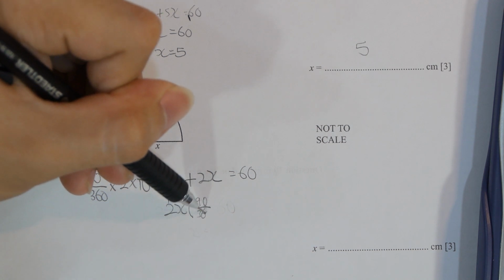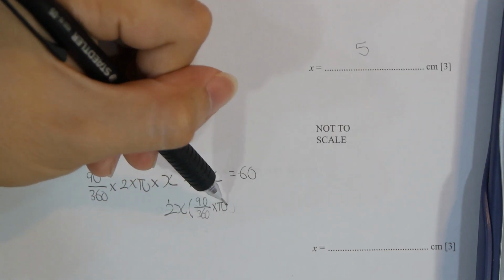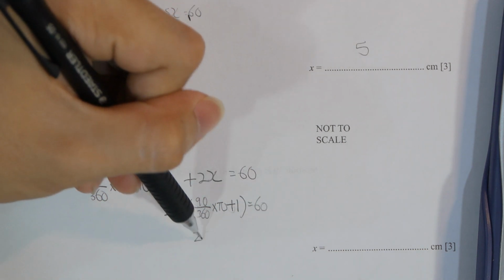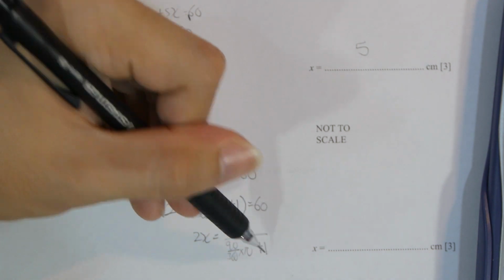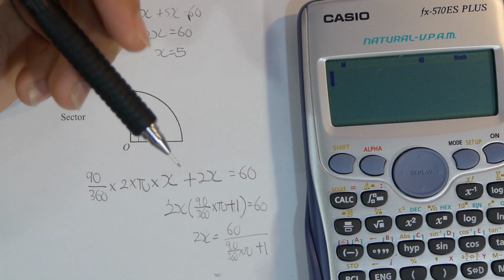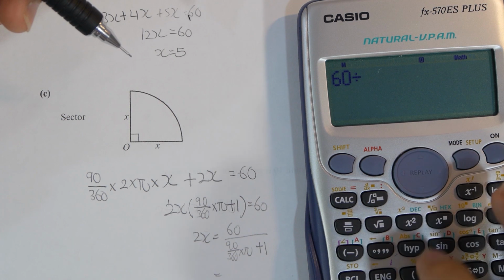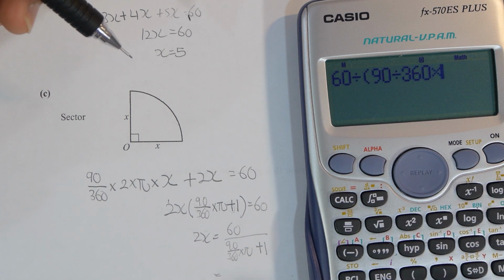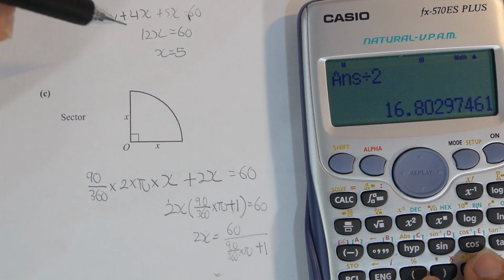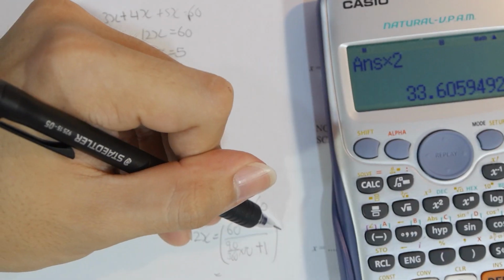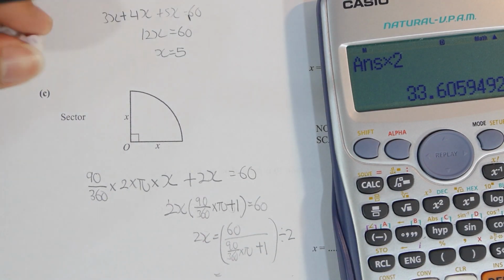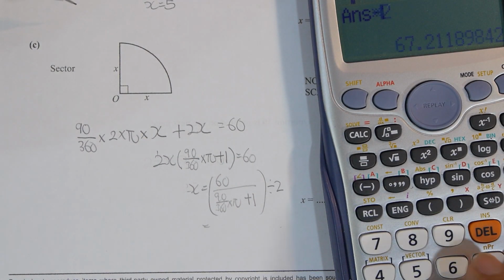So I actually subtracted 2x from the left hand side of the equation. So I will get 2x bracket 90 over 360 times pi plus 1. Alternatively you can just shift out x, so your result will actually be 60 divided by 90 over 360 times pi plus 1. Then you divide by 2 again to get the final result of 16.8.